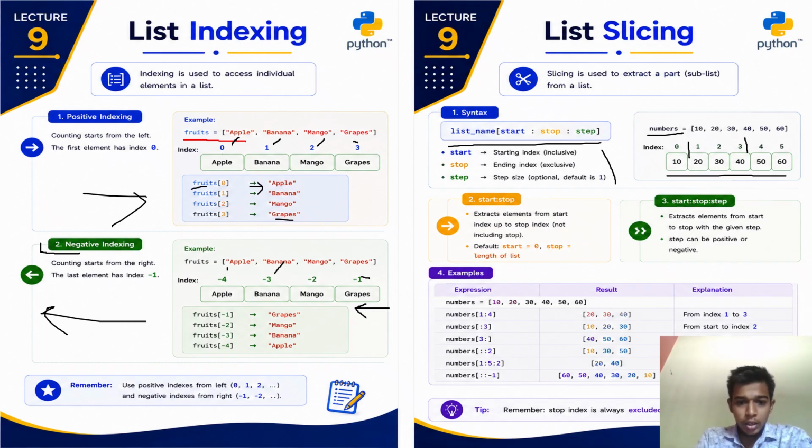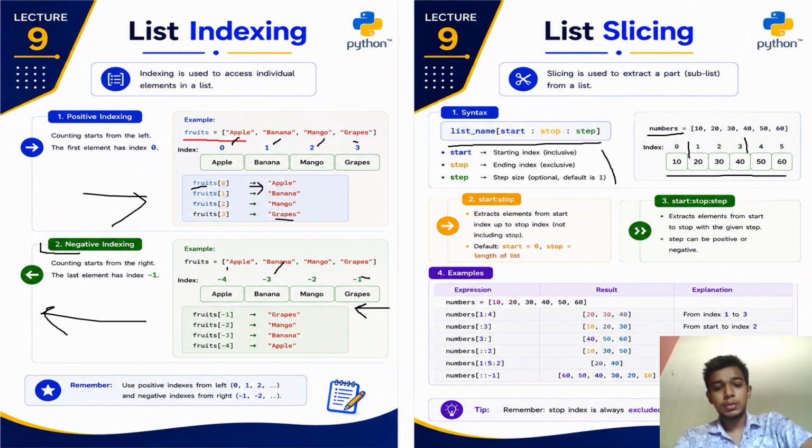Now the fifth example: Python starts at index 1, moves 2 steps each time, and stops before index 5. In the sixth example, here you can see colon -1. This is used to reverse the entire list, like in the string, where it was used to reverse the entire string. Similarly, it is used to reverse the entire list. This is one of the easiest ways to reverse a list in Python.